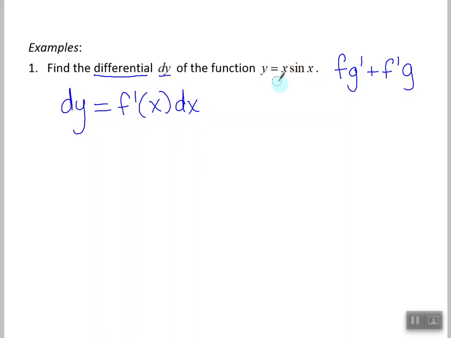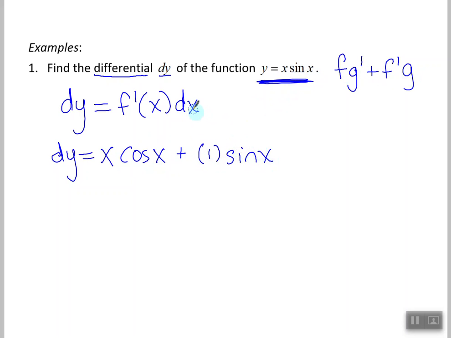Now I'm going to find my derivative of this using my product rule. So dy equals f times g prime, cosine x, plus f prime, which is 1, times g, which is sine x, and it needs to be multiplied by dx, but it's not just sine x that's multiplied by dx, it's all of f prime of x. So I make sure to use my parentheses to show that it's all of it multiplied to dx.